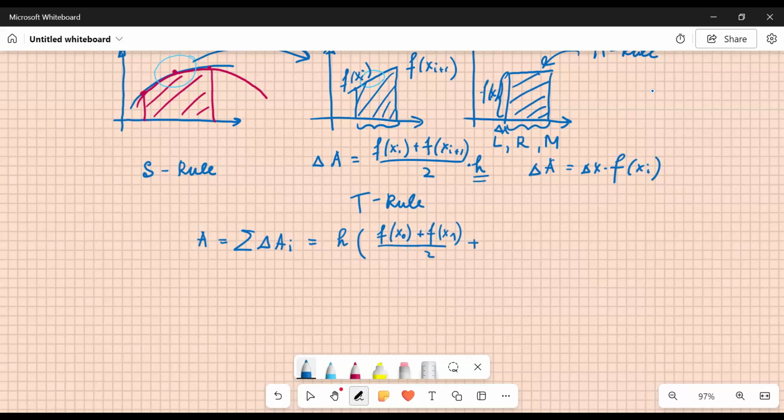And for the next trapezoid, we should produce a bigger picture. Let me do the picture. I want to be more careful with the picture. And we have several trapezoids here.